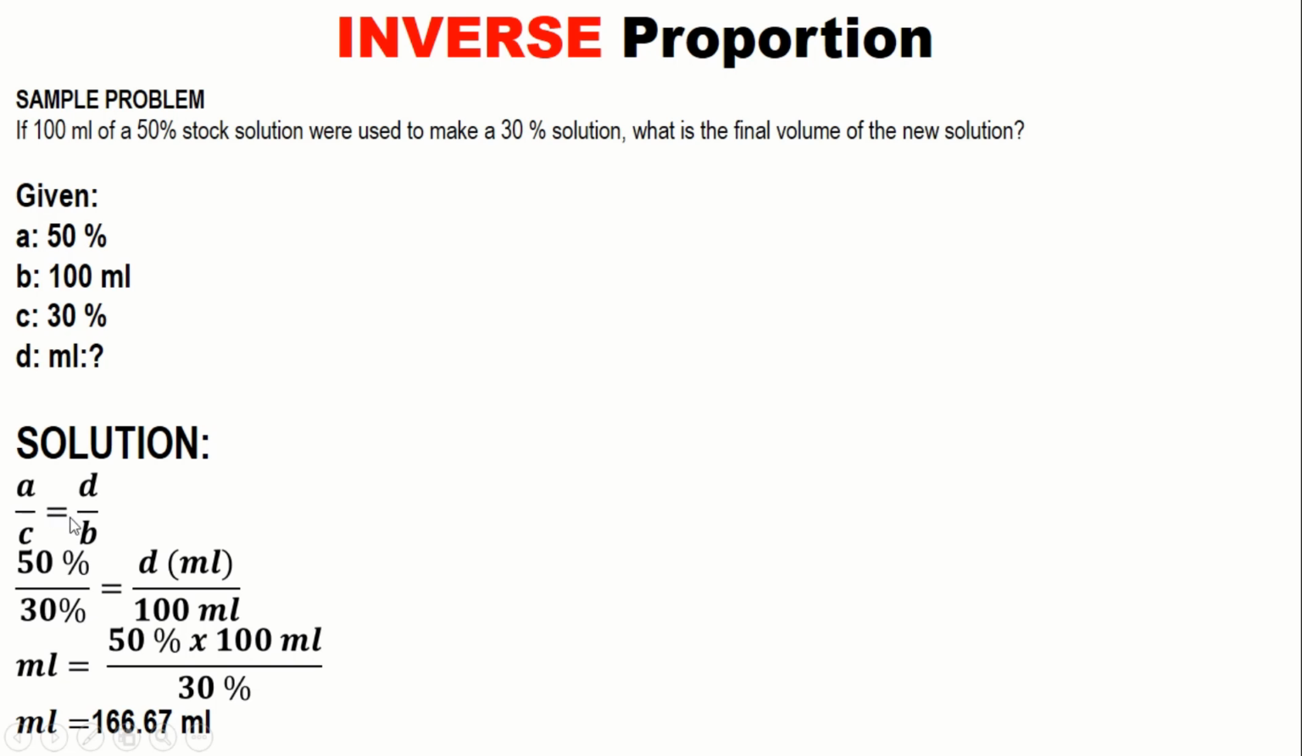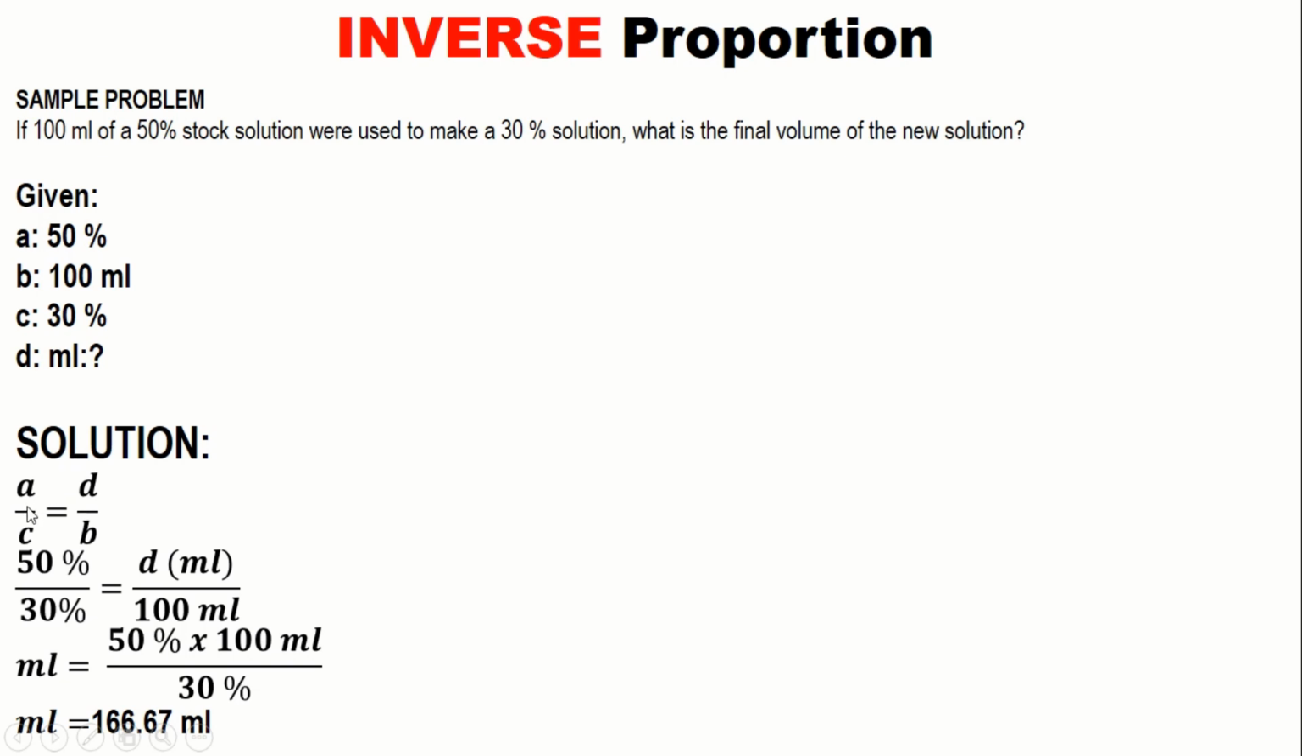So let's have another example. If 100 ml of a 50% stock solution were used to make a 30% solution, what is the final volume of the new solution? Again, you have to write the given. So 50% is assigned as A, B is 100 ml, C is 30%, and then the one that is missing is the final volume of the new solution.